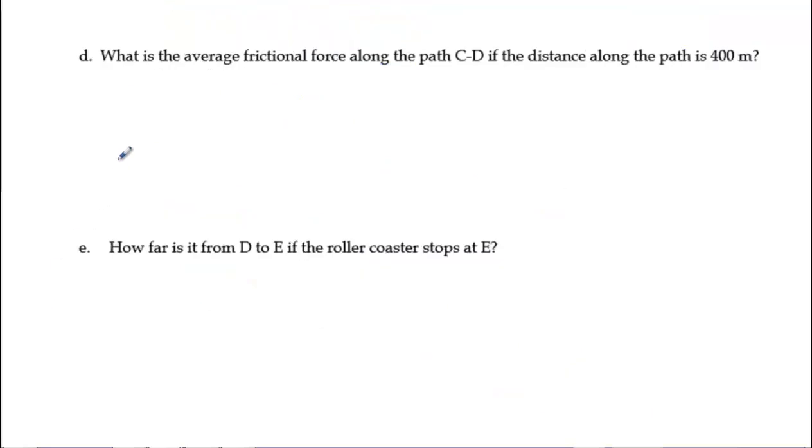our next question. What is the average frictional force along the path C to D if the distance along the path is 400 meters? Well, remember, work done is equal to force times distance, but it's also equal to our change in energy. Okay? So, I don't know that we need our change in energy for this, but we do know that the work done by friction was 4,260,000 joules.